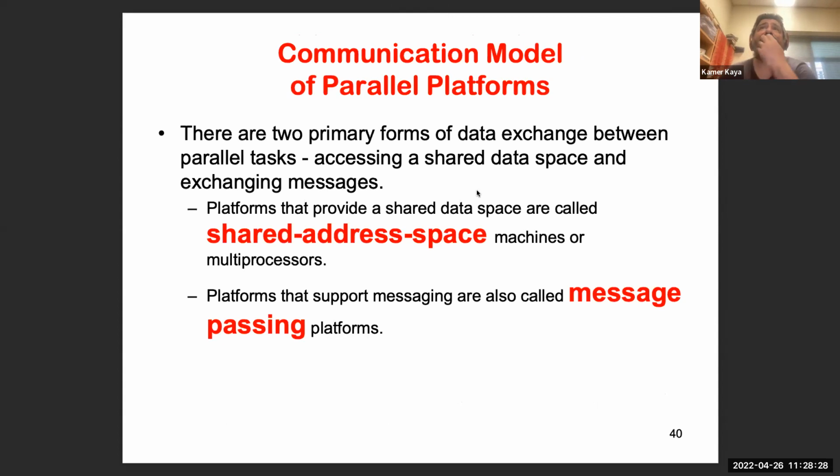There are 2 primary forms of data exchange between parallel tasks: accessing a shared data space and exchanging messages. Platforms that provide a shared data space are called shared address space machines or multiprocessors. Platforms that support messaging are also called message passing platforms, which we will not cover today. We will not touch them in any way.